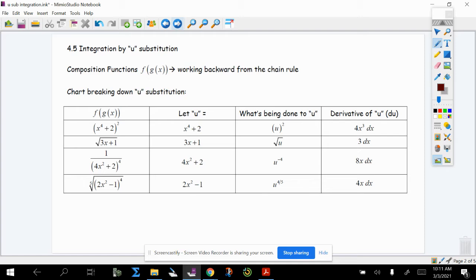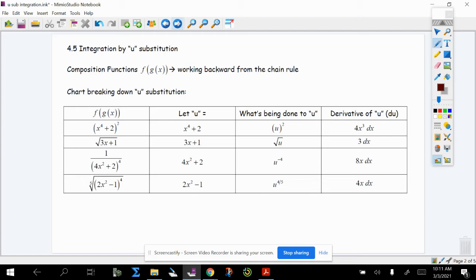The second one in the chart has the square root of 3x plus 1. The inner layer, the u, is 3x plus 1. What's being done to it is that it's being square rooted, or you could say it's being taken to the 1/2 power, which probably makes things a little easier for calculus. The derivative of 3x plus 1 is just 3. The third one has our inner layer in the bottom. 4x squared plus 2 is your u. Since it's in the bottom and being taken to the fourth, we would say it's being taken to the negative fourth power. The derivative of it would be 8x.